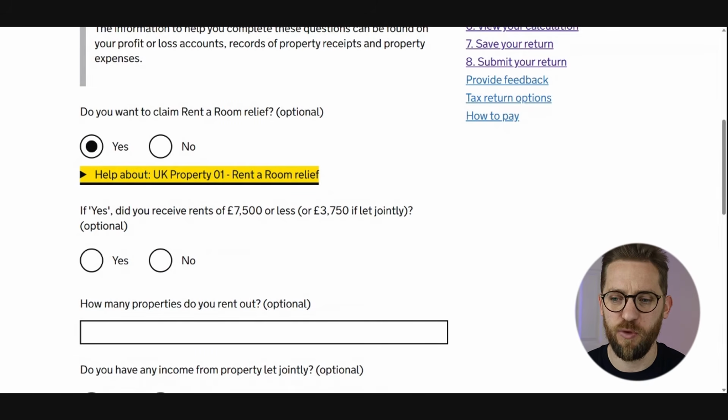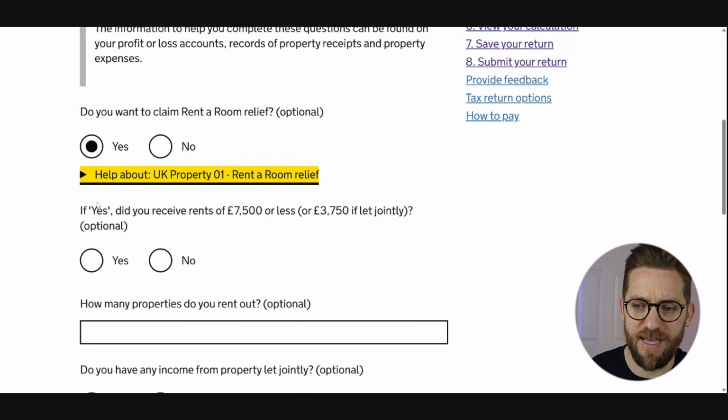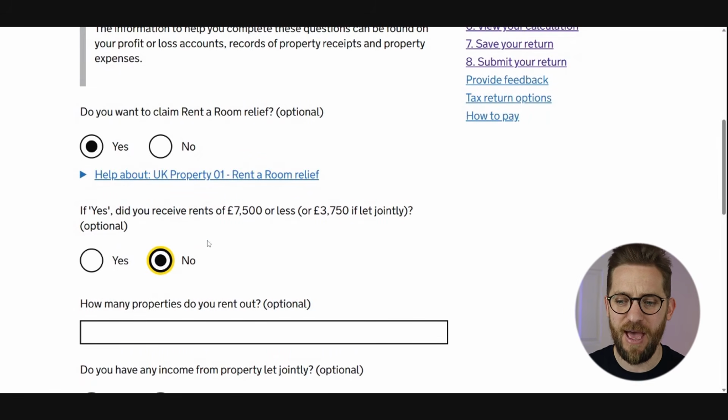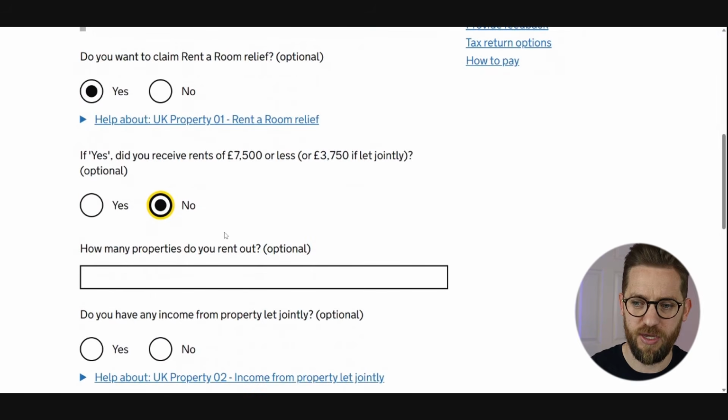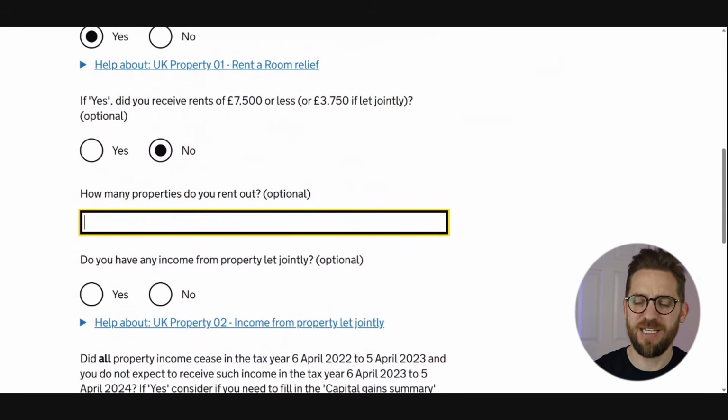In that example, we'll assume that I have more than £7,500 of rent-a-room. So if yes, did you receive rents of £7,500 or less? If I say yes, it's less than £7,500, they won't ask me for any more information on it. It's just a case of telling them there. But I'll say no. So I'm going to say that I had 10,000 or 11,000 from rent-a-room. I'm going to claim the 7,500, and then I'll just pay tax on the excess, so 2,500 or 3,500 excess. And I'll show you how to do that in a second. How many properties did you rent out? So for this, I would always include my rent-a-room property, because I am renting out a room in that property.